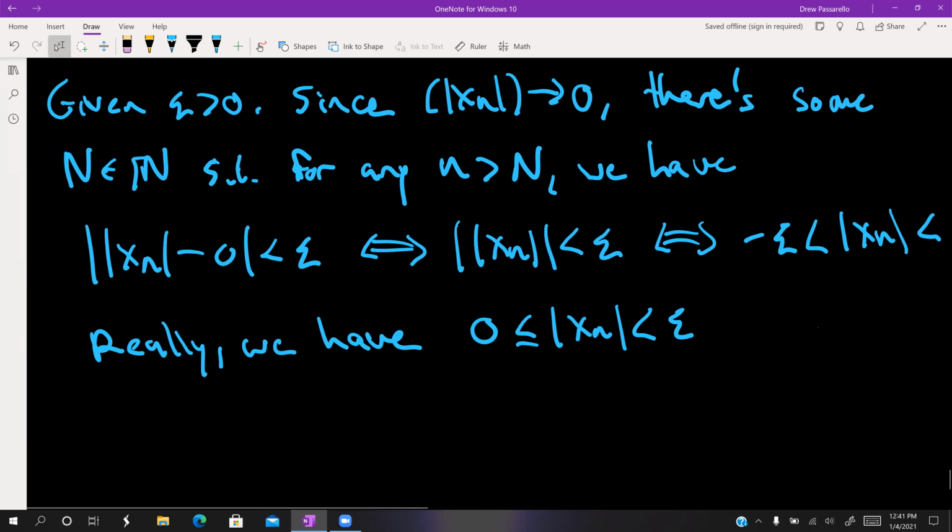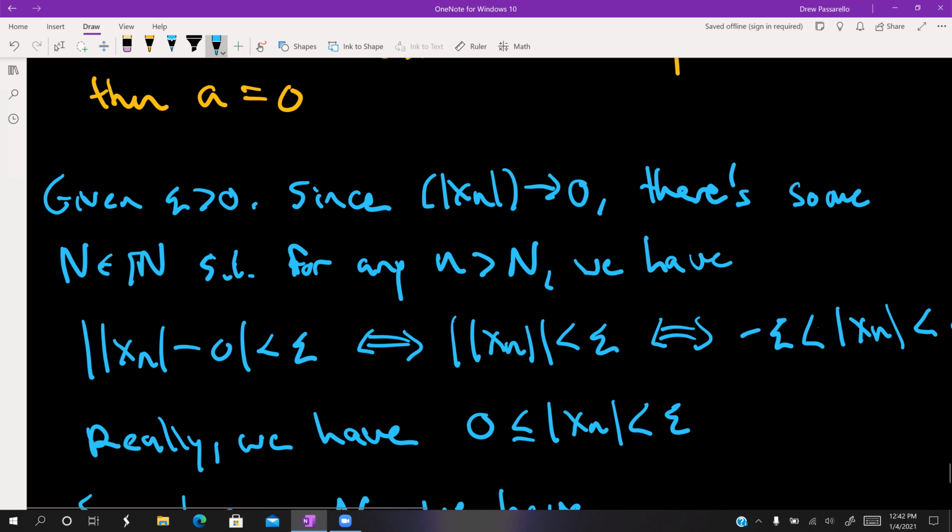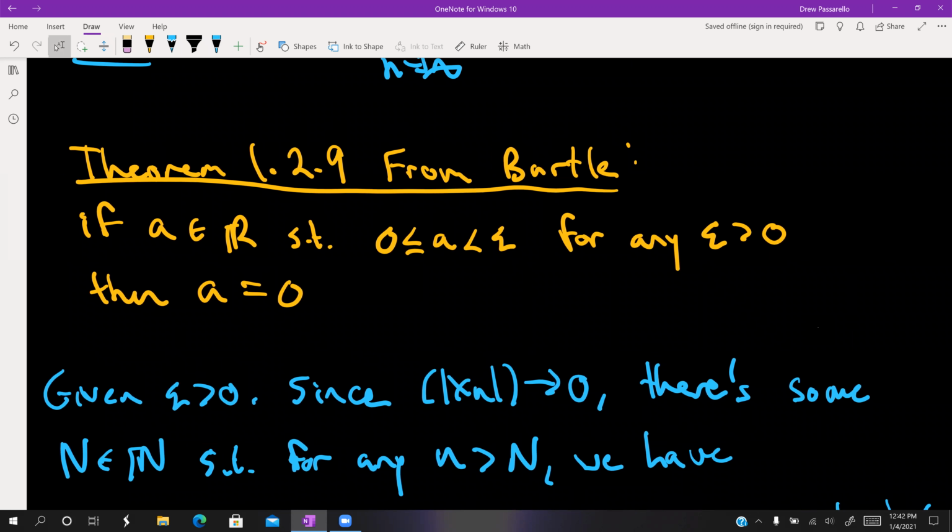All right, so what does this mean? So at some n, the terms in which the indices, little n, are bigger than capital N, we have that based on this theorem 1.29.